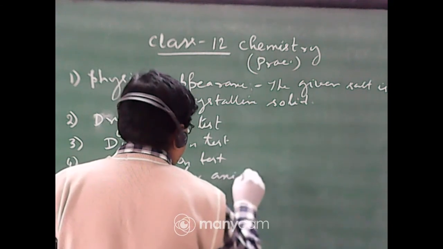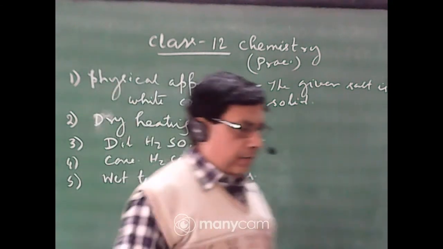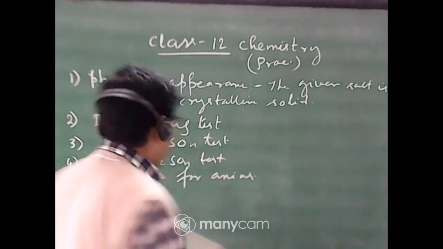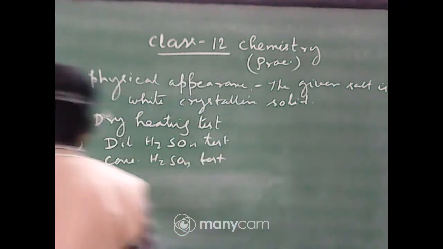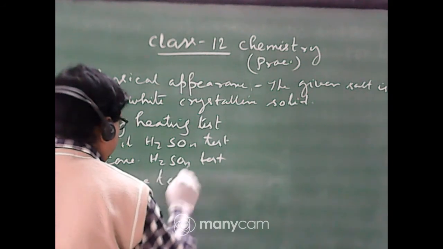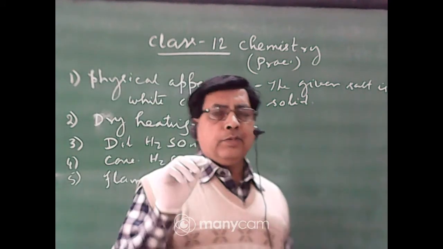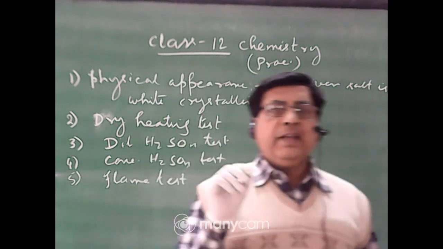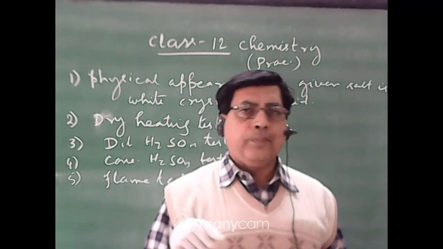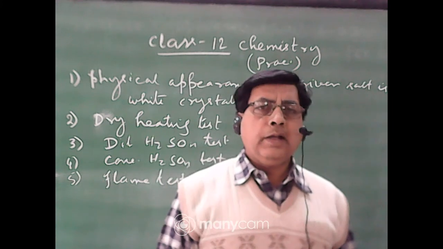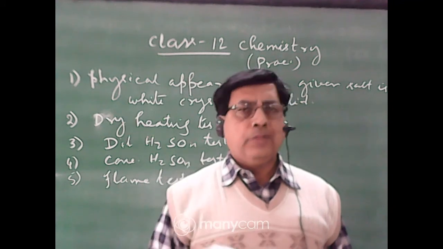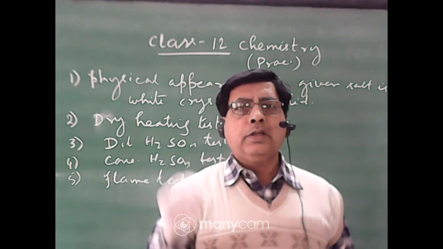Next you write wet test for anion. Before the wet test for anion, write one more dry test, number 5, flame test. A solid sample is mixed with concentrated hydrochloric acid to make a paste. The paste is taken in a loop of a platinum wire and held over a Bunsen burner. No characteristic color of the flame is observed, so barium, calcium, strontium, copper is absent.